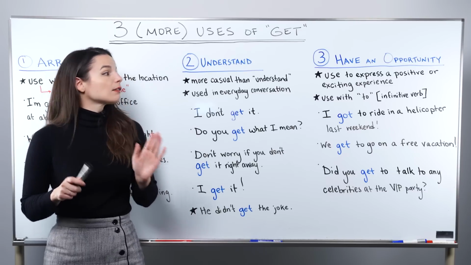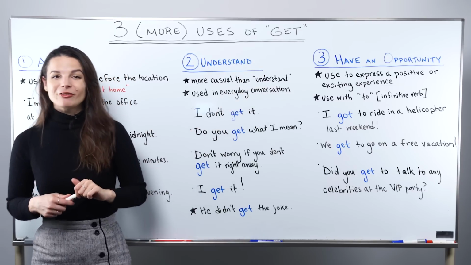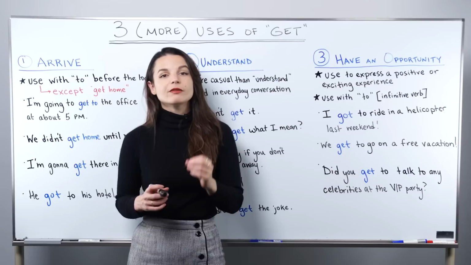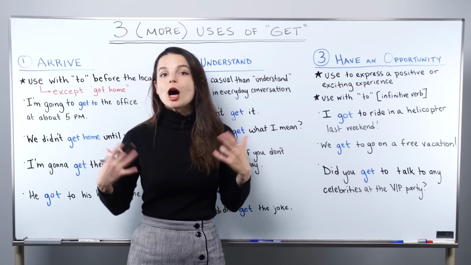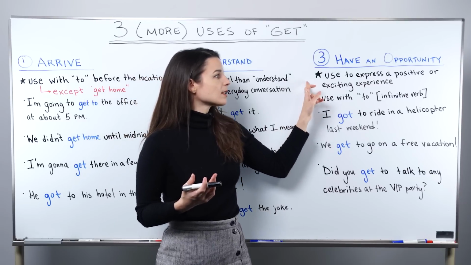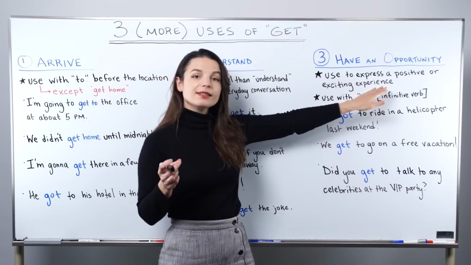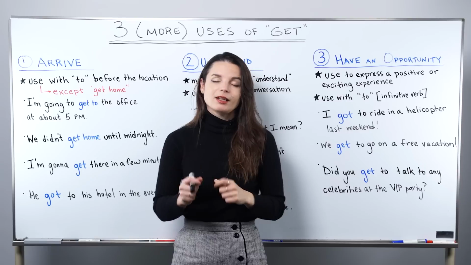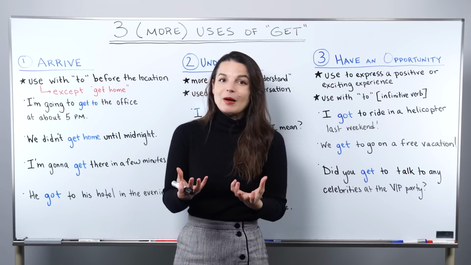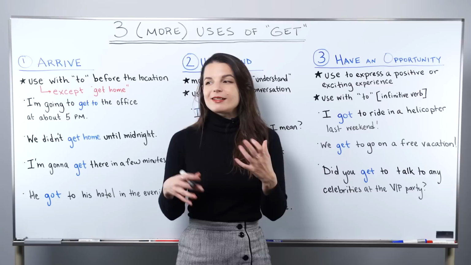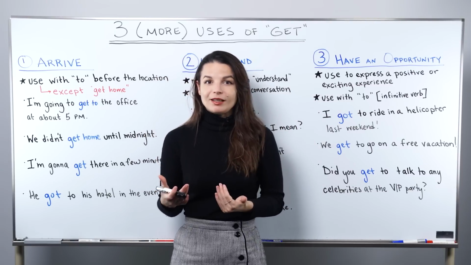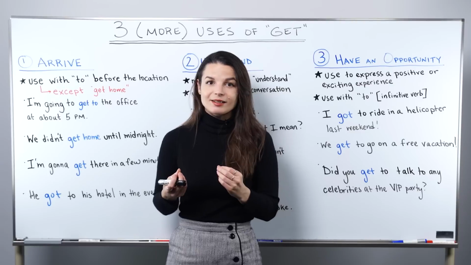Okay, great. So let's talk now about the last meaning for this lesson. Number 3 is have an opportunity. So we use the verb get to refer to our opportunities, our life and professional opportunities. So we use this one to express a positive or an exciting experience. When we use get in this way, we're talking about something we're really excited about, or something good, or something that maybe is a good chance for us. So we're usually communicating something happy or something positive when we use this get.